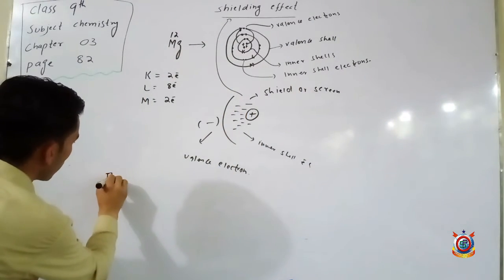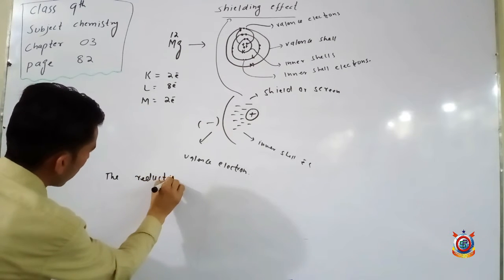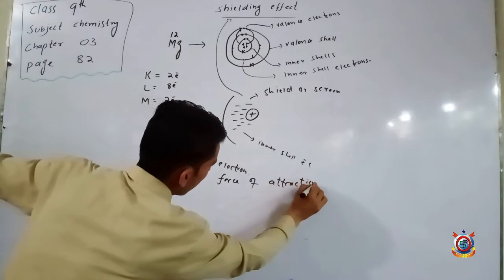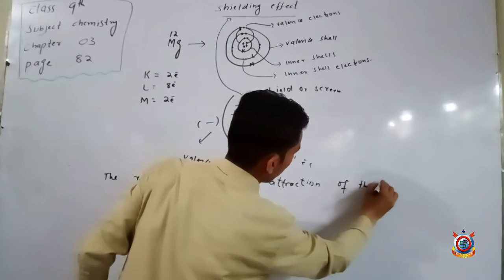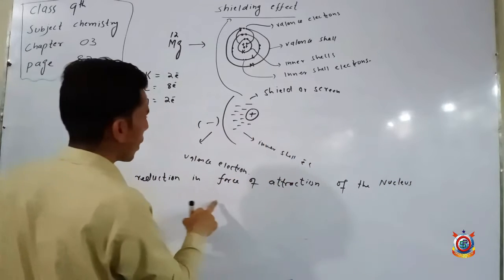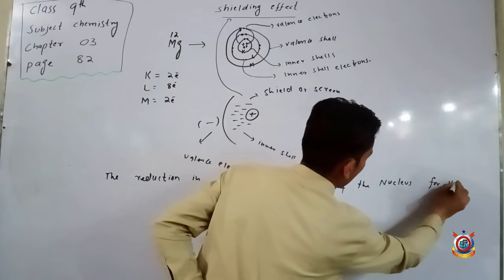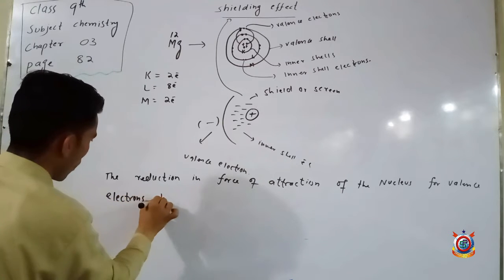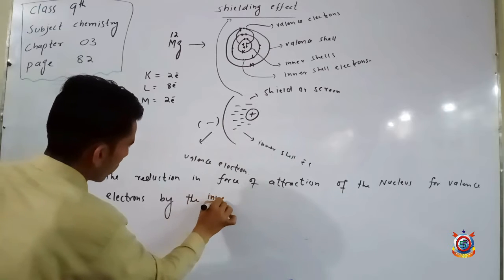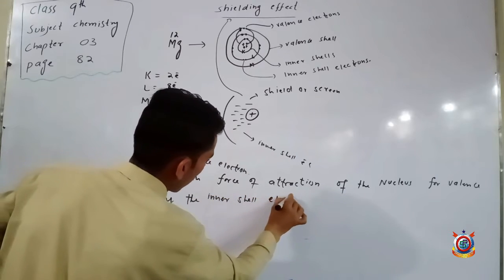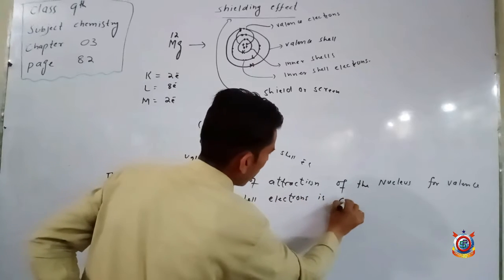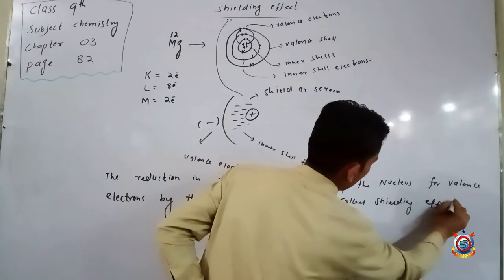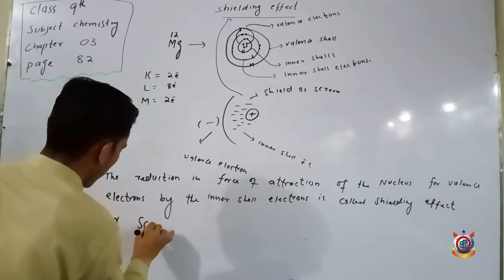The reduction in force of attraction of the nucleus for valence electrons by the inner shell electrons is called the shielding effect, or screening effect.